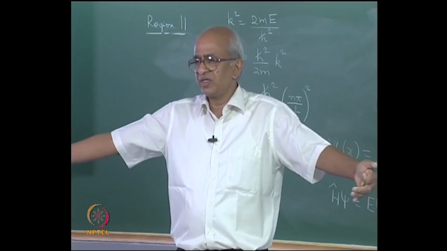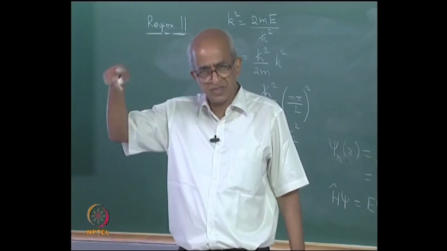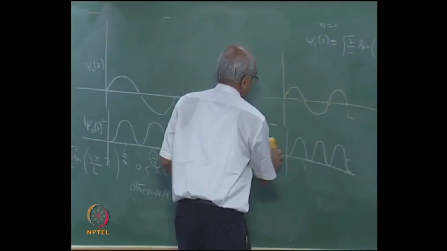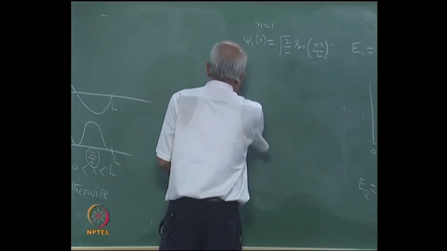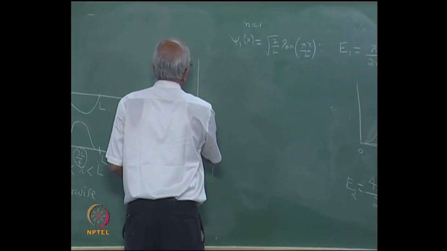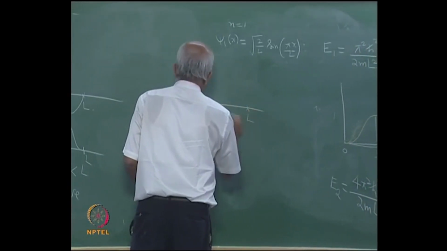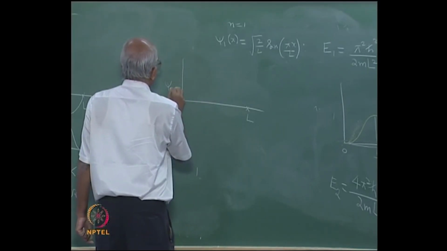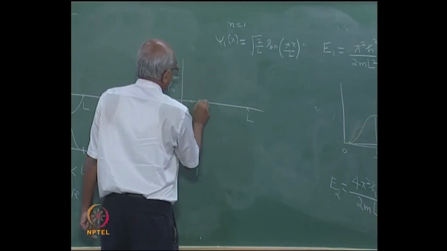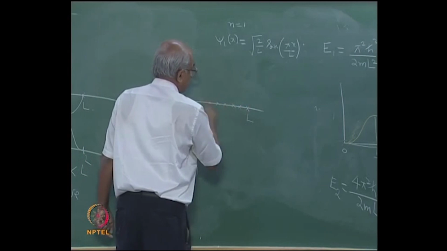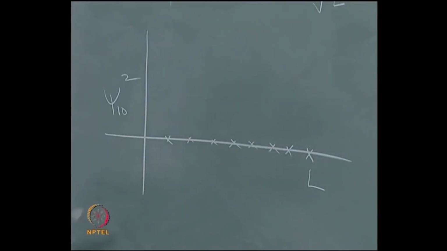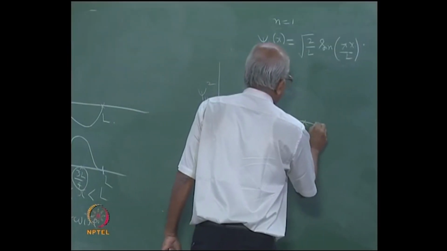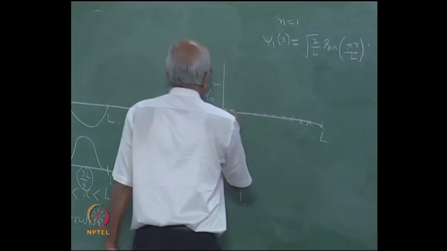So, suppose the value of n was 10, what will happen? You will have 9 nodes, and how will it look like? It is difficult to draw, but let me just try. This is L, and I have to draw a wave function which has 9 nodes. So, imagine I plot psi 10 square. Well, I hope I have put 9 points. Well, I need one more and a final one. This is L.